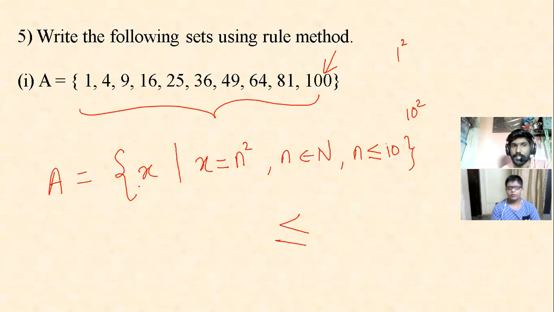So this is the way you write your set. Pay attention once again. A is a set of all x such that x is equal to n square. n is a natural number. Why are we taking natural number? Because it starts from 1. And the condition is n is lesser than or equal to 10. Clear? Yes, sir. Now understand and write. Each and every line that you're writing, you need to understand it. If you're not understanding, just ask me again.